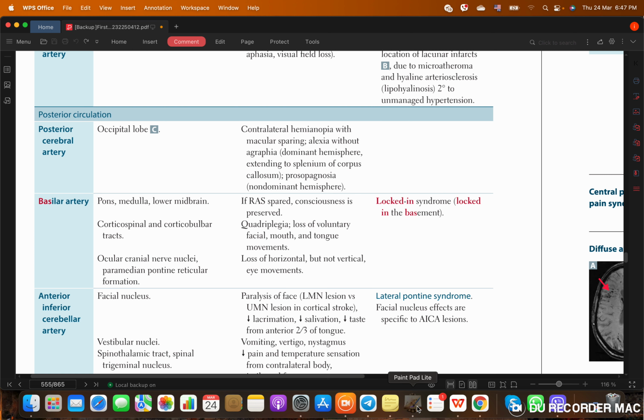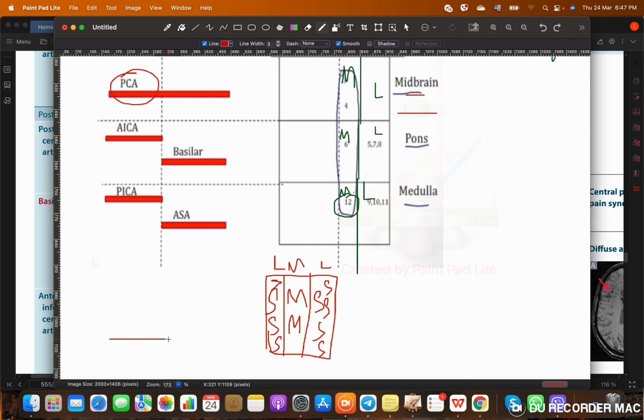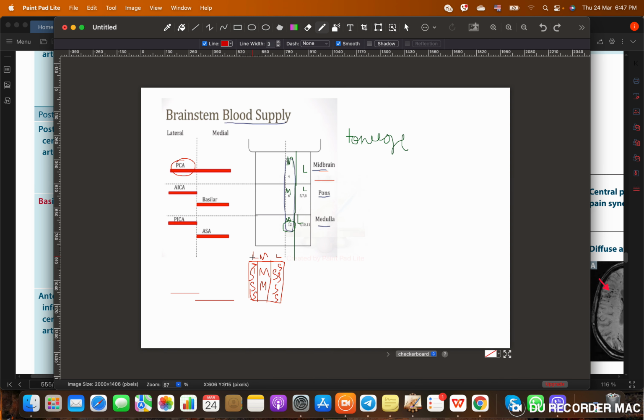Remember the picture. Always go back to the picture. I highly advise you guys to draw it down many times until you master it, because it's just simple. It contains 5 structures and that's it. You can use the rule of 12 to gain all of the cranial nerves and you can answer anything. So the basilar basically supplies the medial portion of your pons.